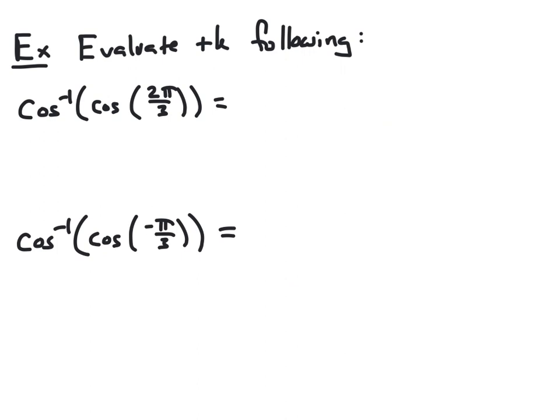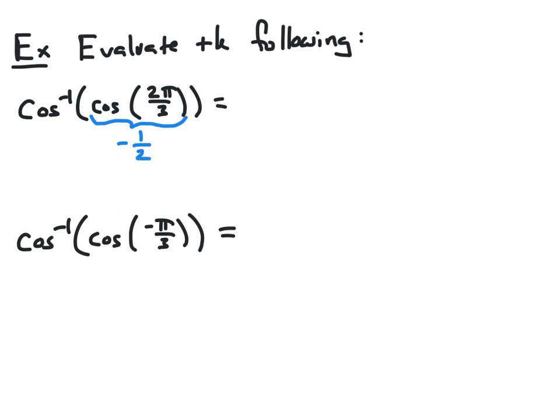Let's look at a similar example involving cosine and inverse cosine. So here we want to evaluate the inverse cosine of cosine of 2 pi over 3 and the inverse cosine of cosine of negative pi over 3. Again, we'll observe that sometimes we get the original angle back and sometimes we do not. In the first example, we'll start by evaluating cosine of 2 pi over 3. And cosine of 2 pi over 3 is going to be negative 1/2.